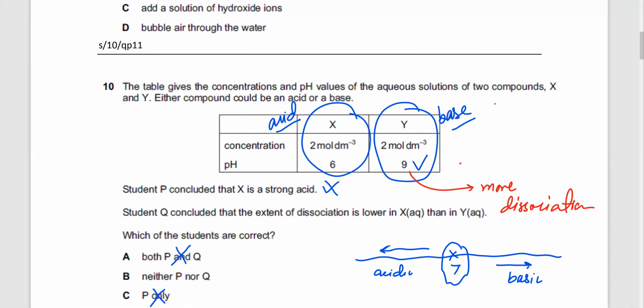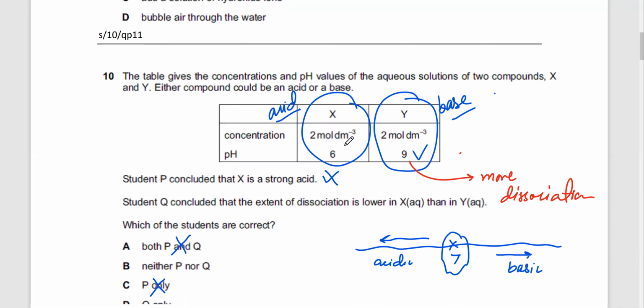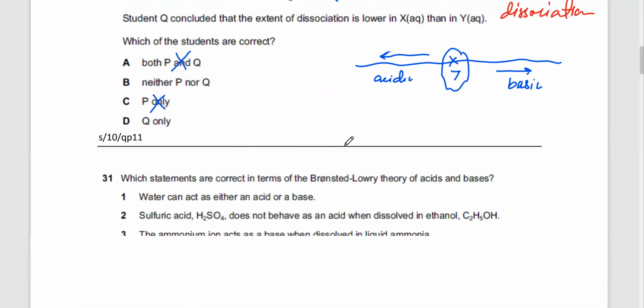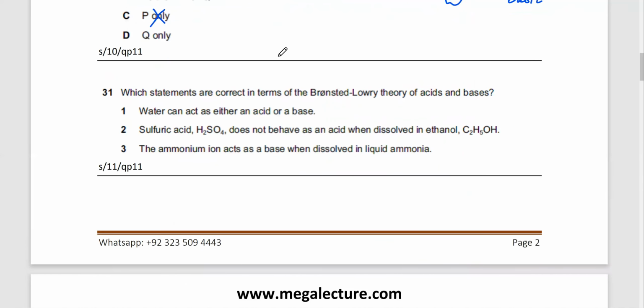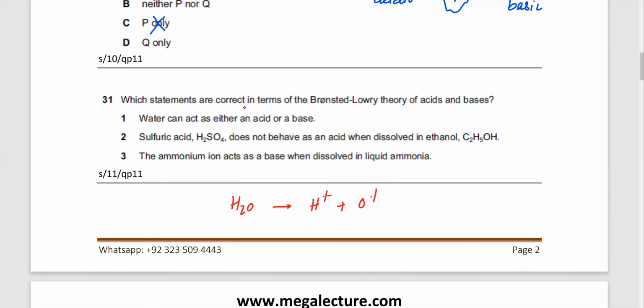So there's going to be more dissociation in this case, which is why Q is correct. P is wrong. The next one is: which statements are correct in terms of Bronsted-Lowry acids and bases. Water can act as either an acid or a base, which I did discuss. Water can produce H+ ions, so if it's capable of producing H+ ions, it's capable of acting as an acid.